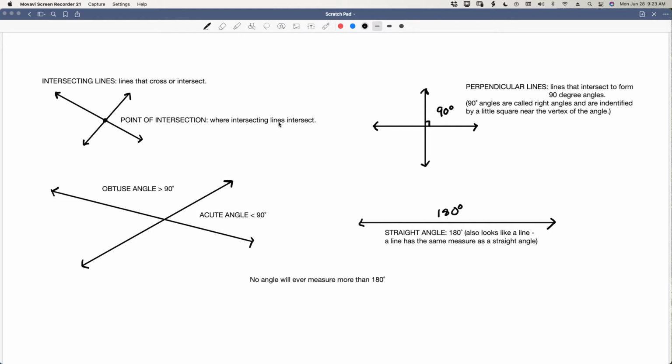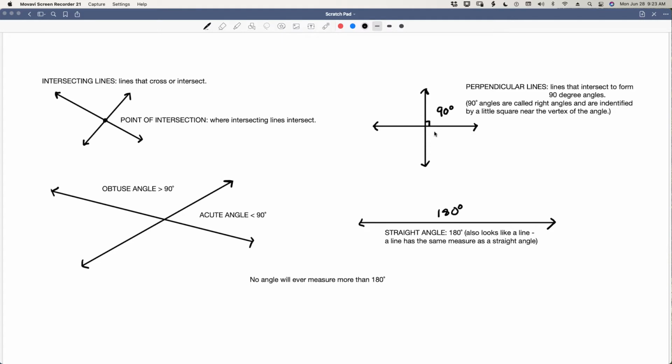Now, we've previously discussed that a line is a straight path that goes on and on in opposite directions indefinitely. When you have two of these and they intersect or cross, we call those intersecting lines. And the place at which they cross, we call the point of intersection.